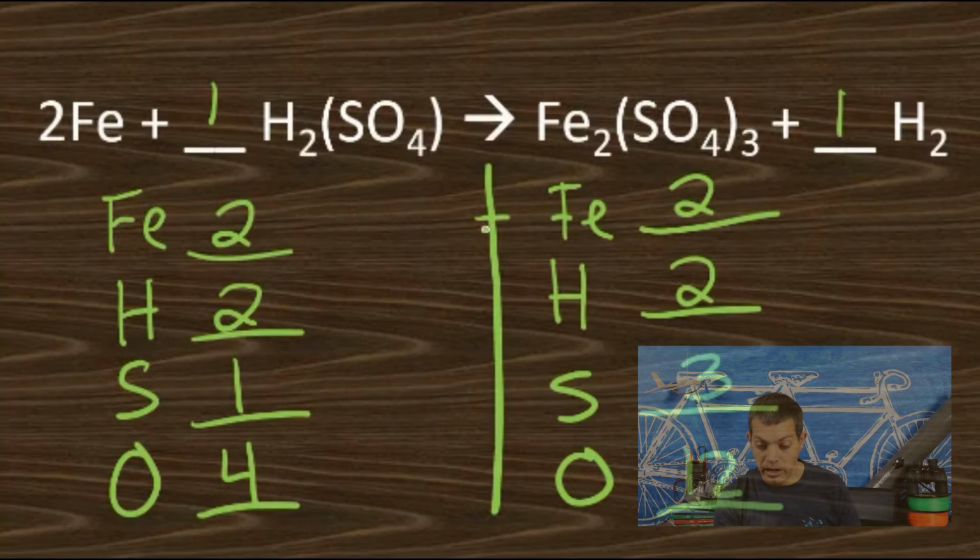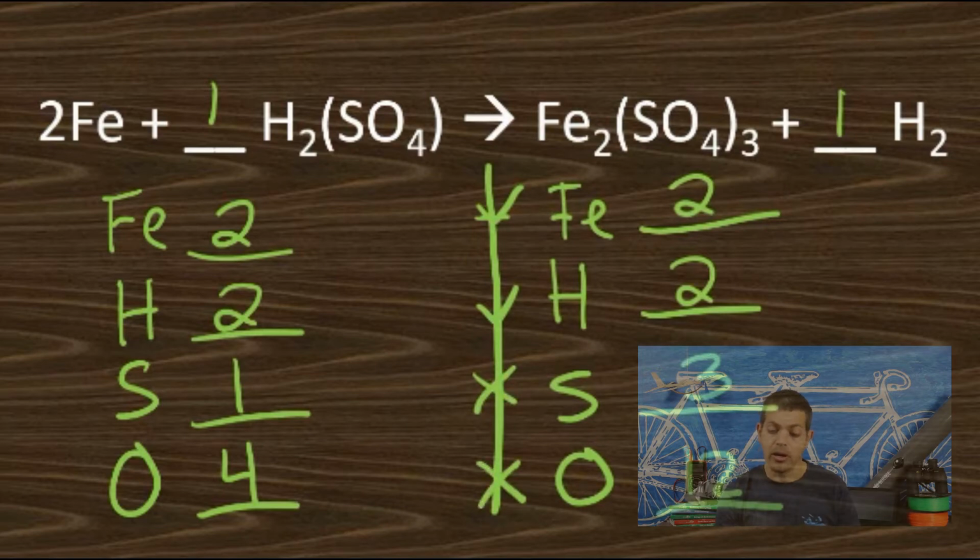All right, so if we take a look, the irons are now balanced. So that's good. Woohoo! The hydrogens are balanced. The sulfurs are not, and the oxygens are not. Oh no. All right, so let's take a look. Since we have more on the product side, we're going to manipulate the left side of the equation. Starting with sulfur, what number can I put in there to get to 3 sulfur?